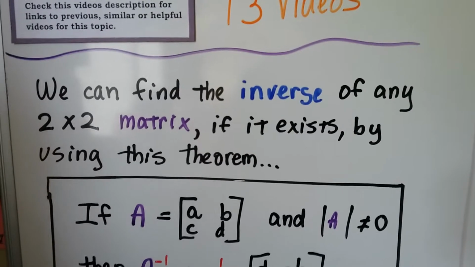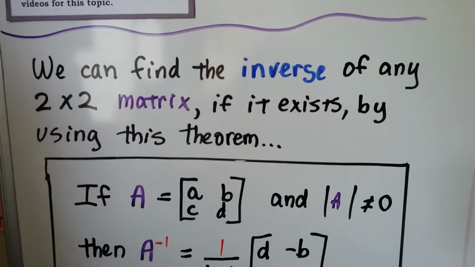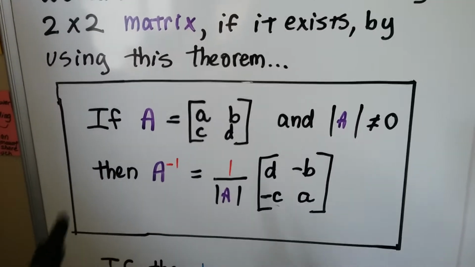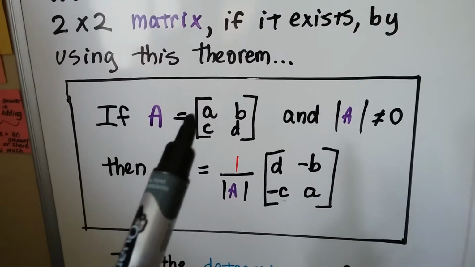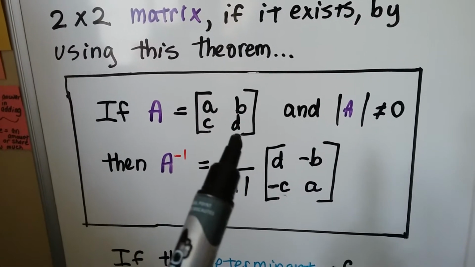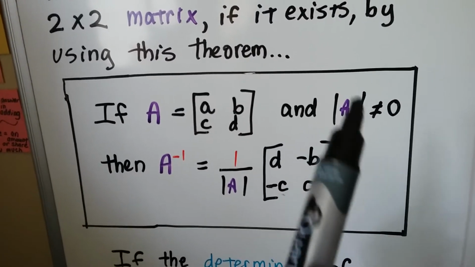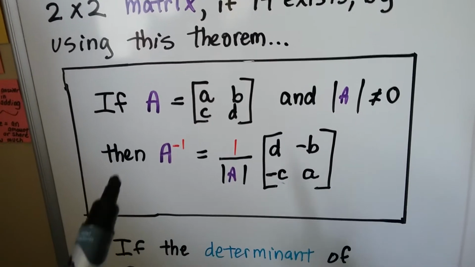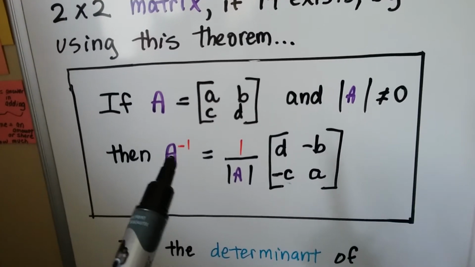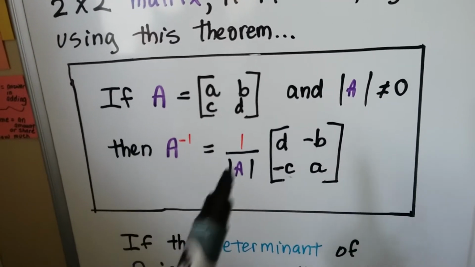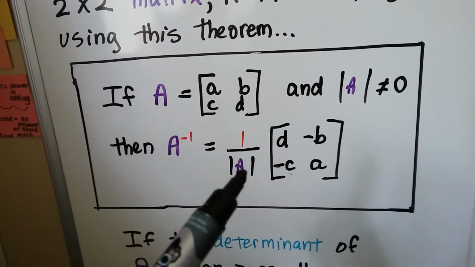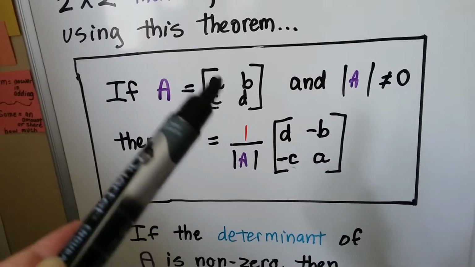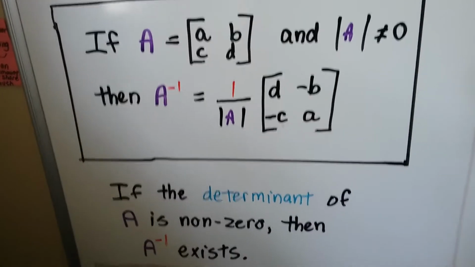So we can find the inverse of any 2 by 2 matrix if it exists, because it may not, by using this theorem. If matrix A equals these values, A, B, C, D, and this means the determinant. I know this is confusing. If the determinant is not a 0, then the inverse of the matrix A is going to be 1 over the determinant. So, see how the D and the A switched places? I'll show you what I'm talking about.